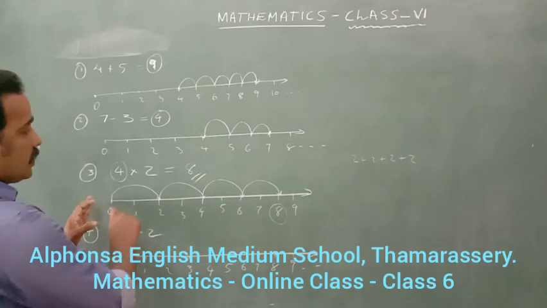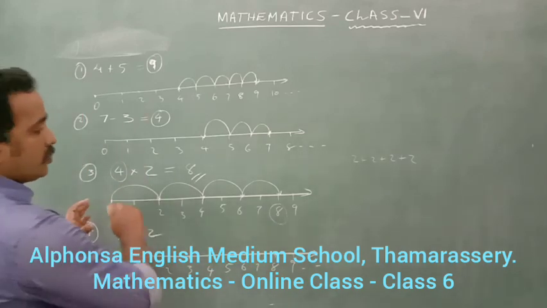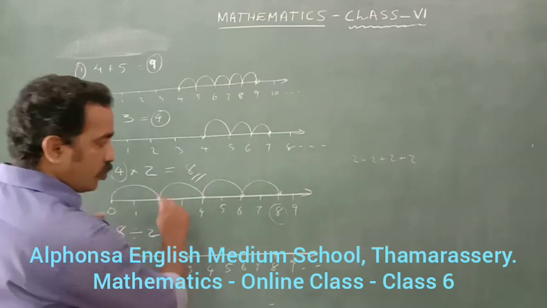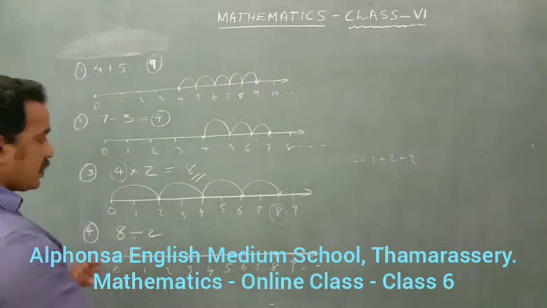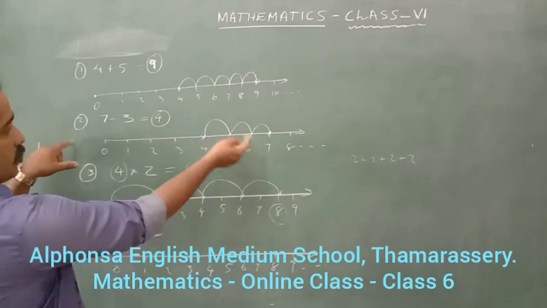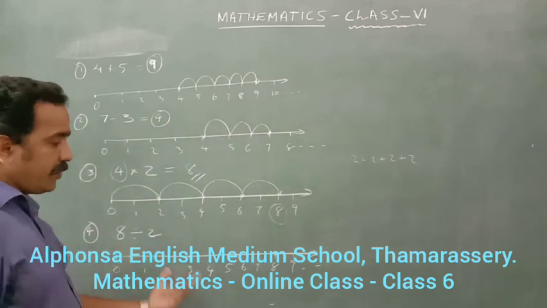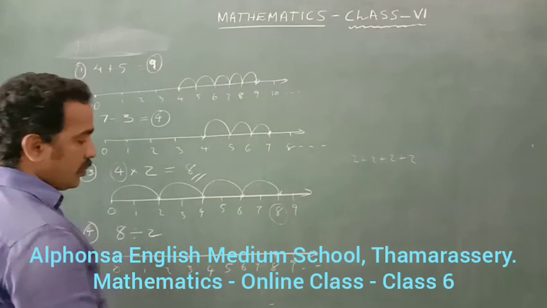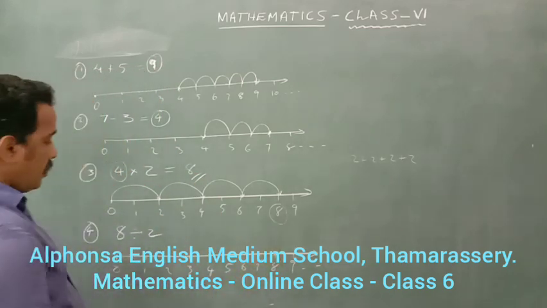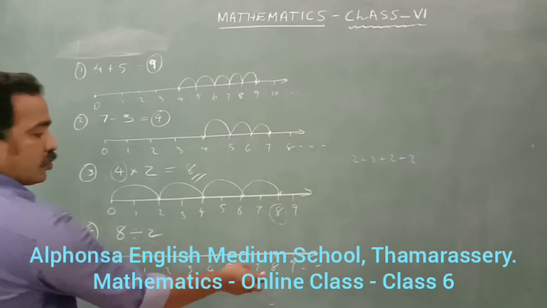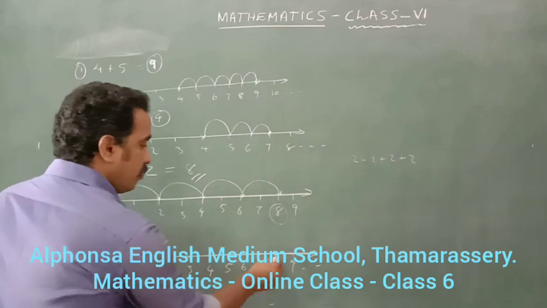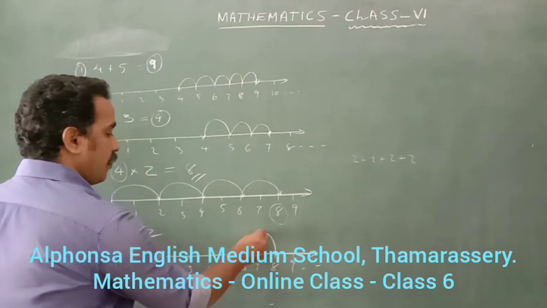So from 8, same way what we did in multiplication. Multiplication is repeated addition. Addition means towards right. Multiplication means towards right, therefore. But subtraction, here we saw subtraction towards left. So division also should be towards left. So from 8 divided by 2, take 2 at a time, move back, move towards left.